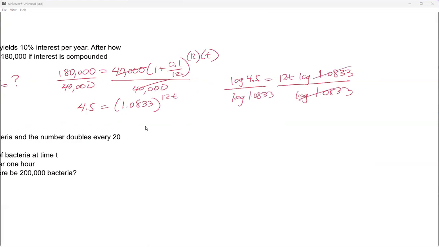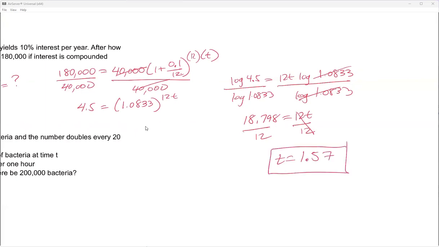So log 4.5 divided by log 1.0833. That's about 18.798 is equal to 12t. And then divide both sides by 12. T is equal to 1.566, or let's say 1.57. Cool.